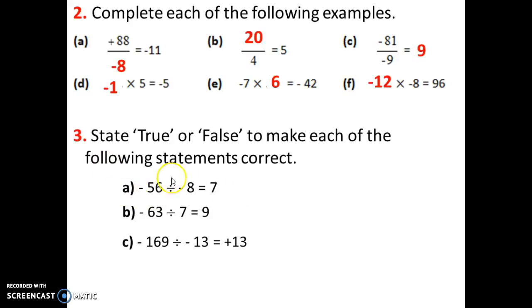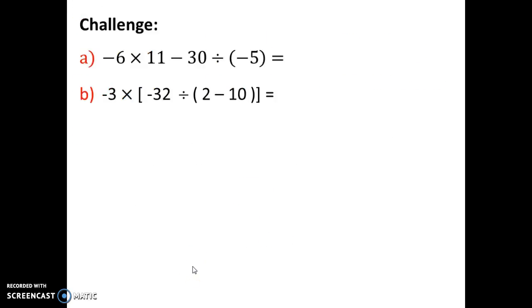Question 3, statements here. 56 divided by 8 is 7. Minus divided by minus is a plus, so that's true. This one's false because it should be minus 9. And the last one is also true. So a couple of challenges. Having a look here, multiplication and division go before any addition or subtraction.